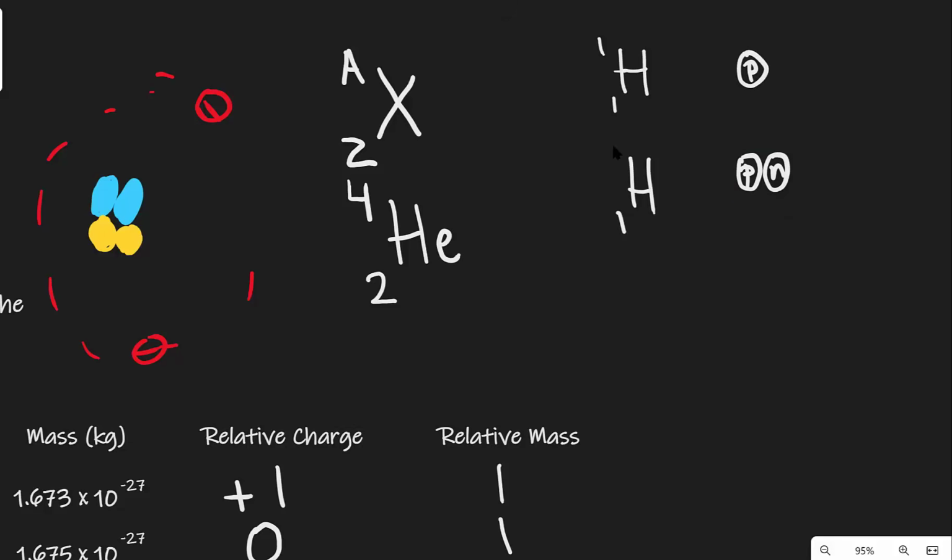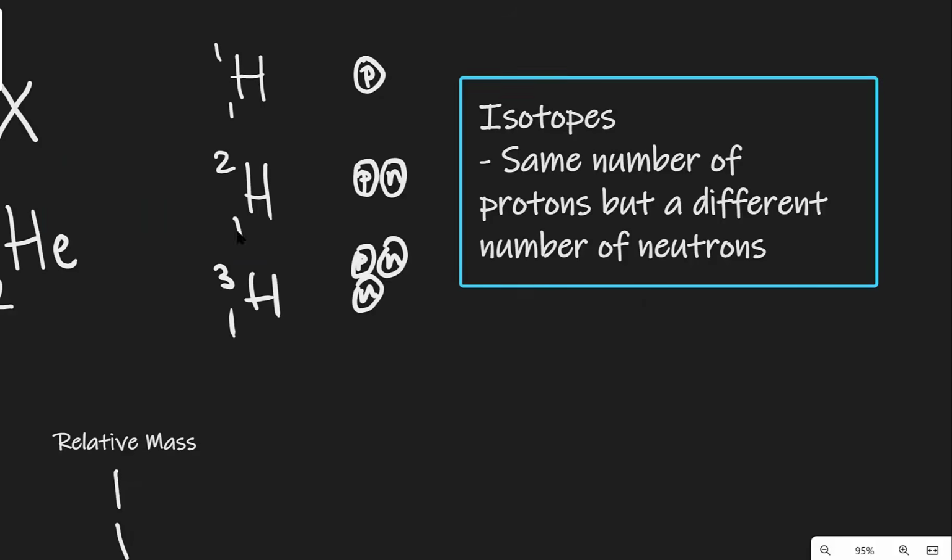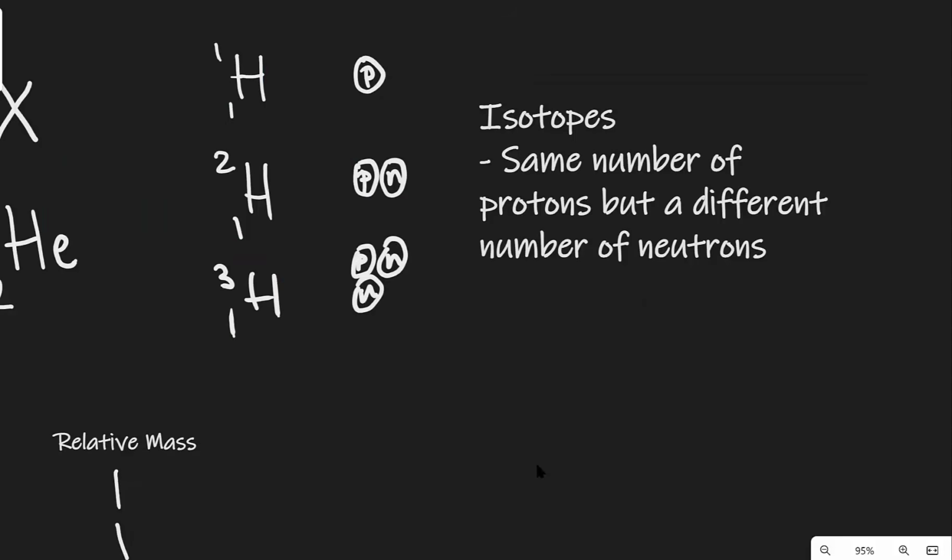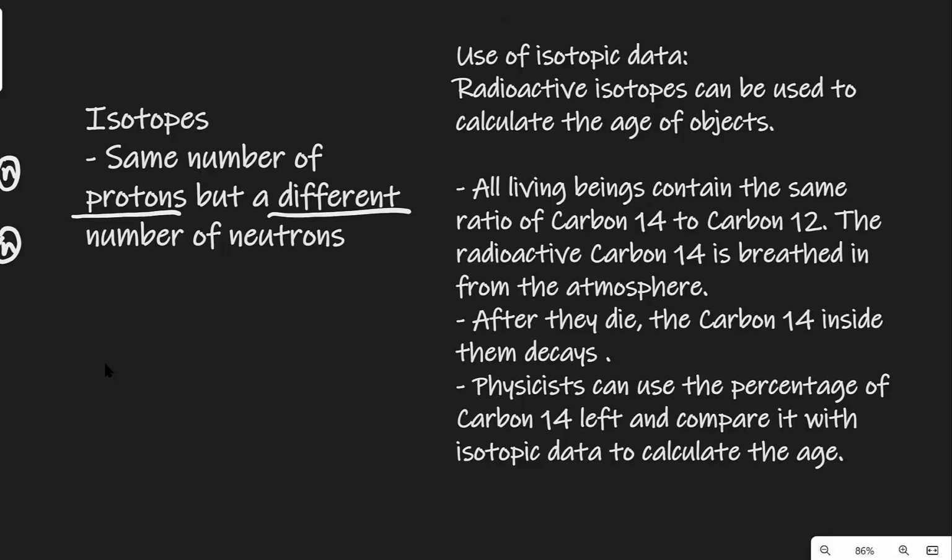This number here is the total nucleon number, which is now going to be 2 because there's 2 particles in the nucleus. You could also have hydrogen 3, which will just be a proton and 2 neutrons like so. This is known as tritium. And those particles right here are actually examples of isotopes. So an isotope will have the same number of protons but a different number of neutrons.